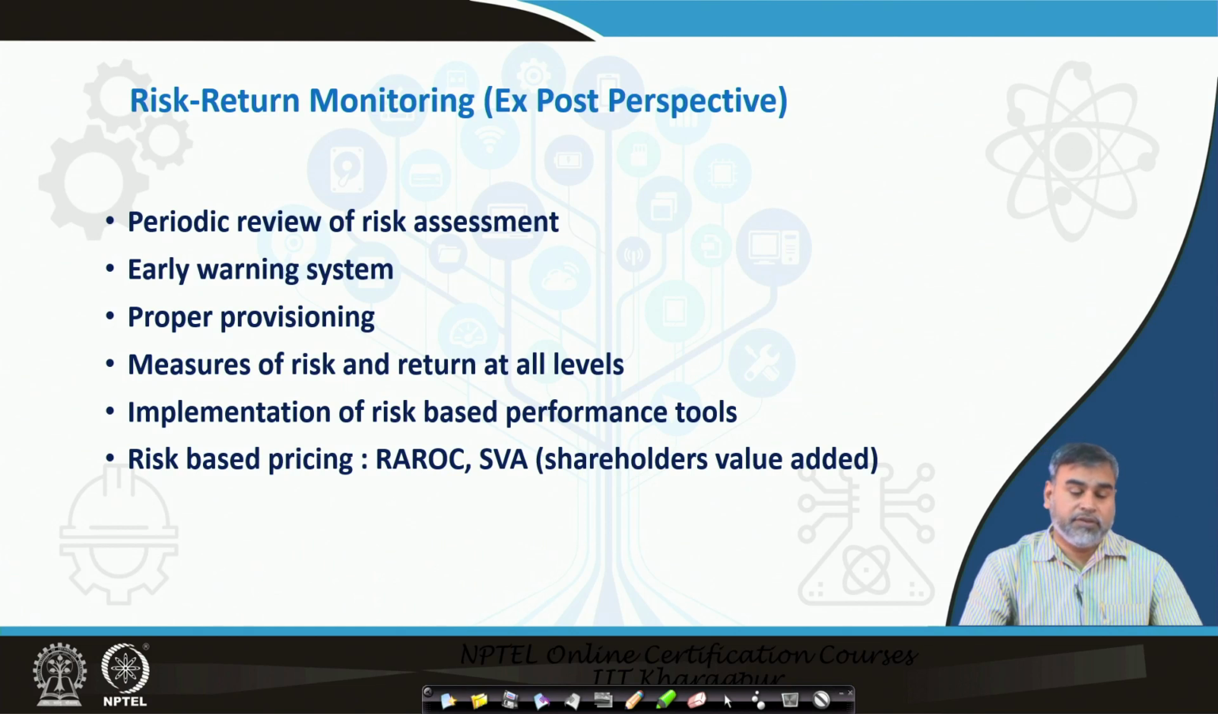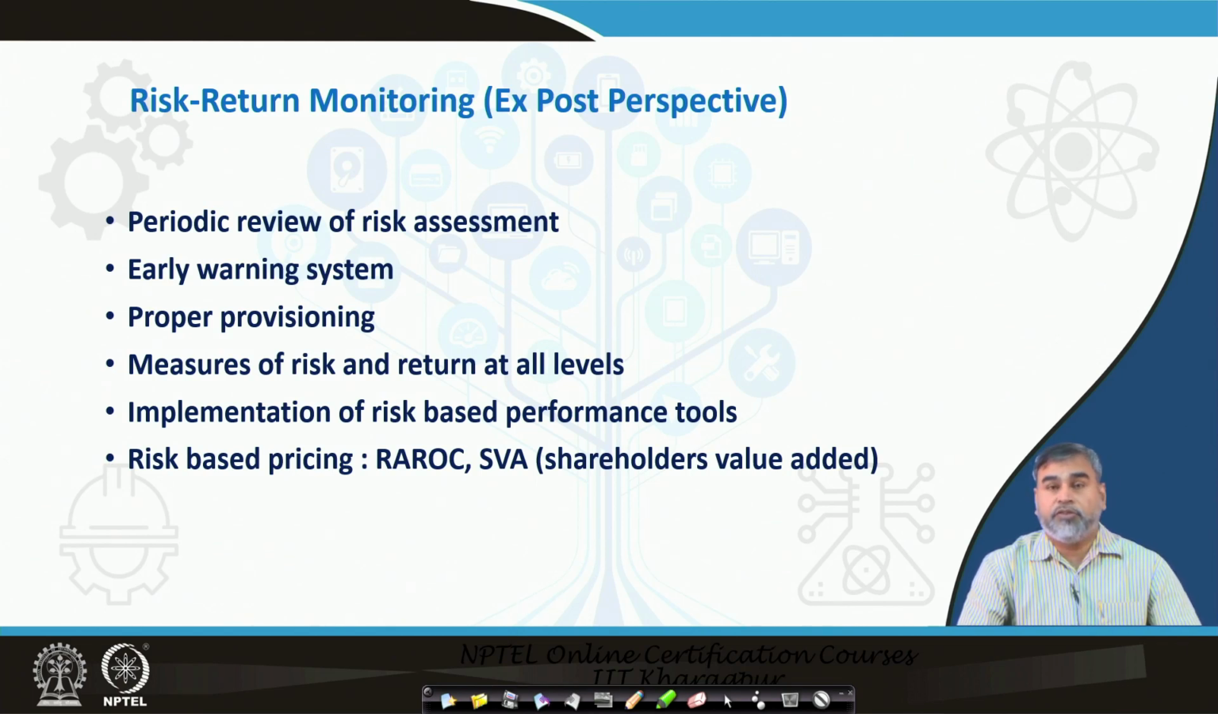In the monitoring stage, what do we do? We go for a periodic review of the risk assessment. On a periodical basis we do that. And how can we do that? We can develop an early warning system that we will discuss in the forthcoming sessions. And if you feel that there is enough loss we are going to incur in that particular business, proper provisioning has to be made. Then think of how we can measure the risk, how to quantify the risk, whether the appropriate methods are used for measuring the risk or not.